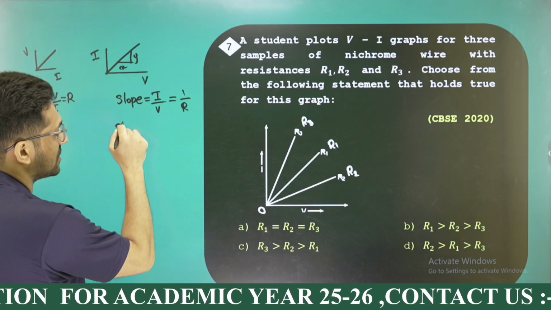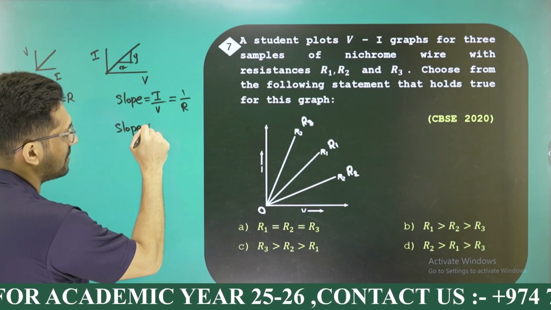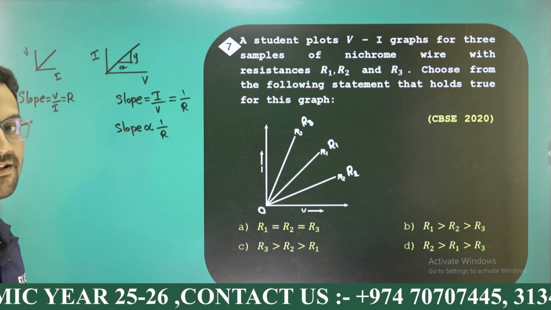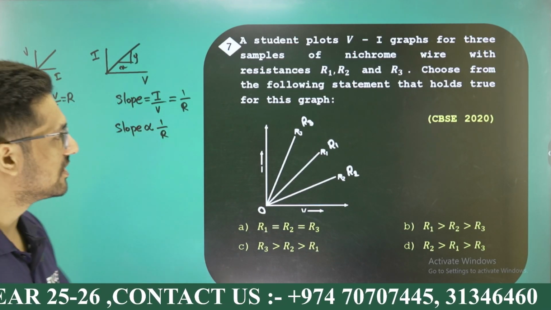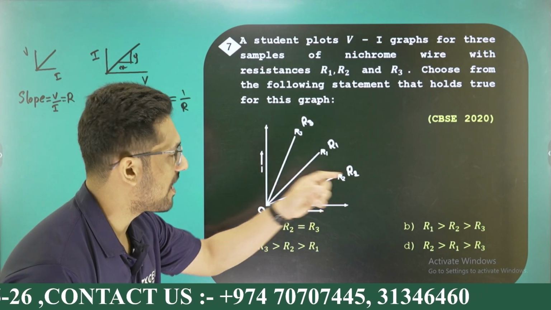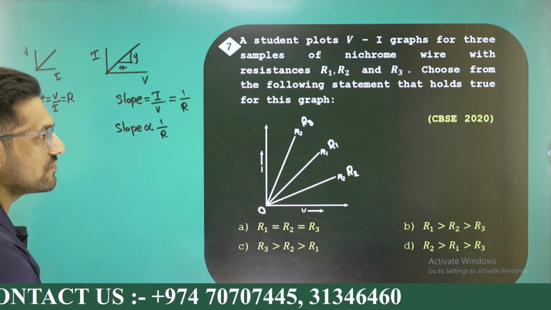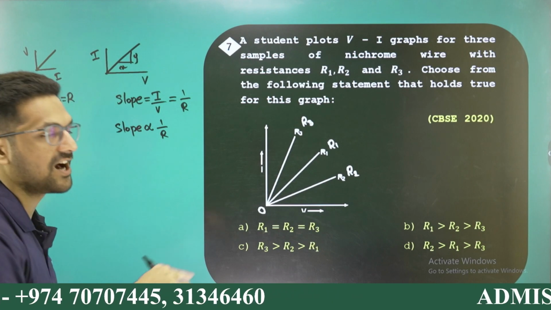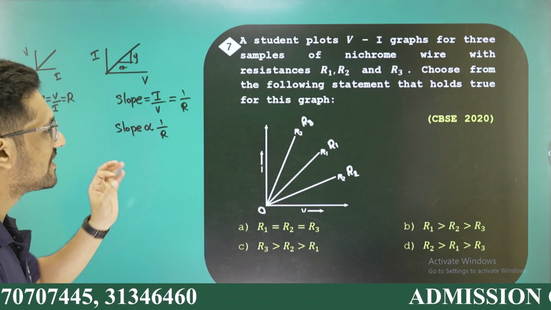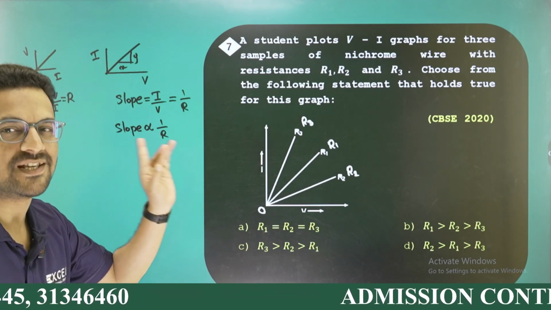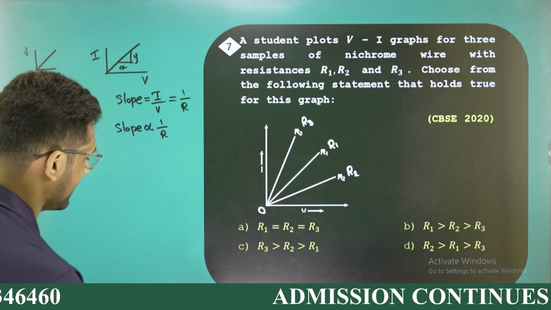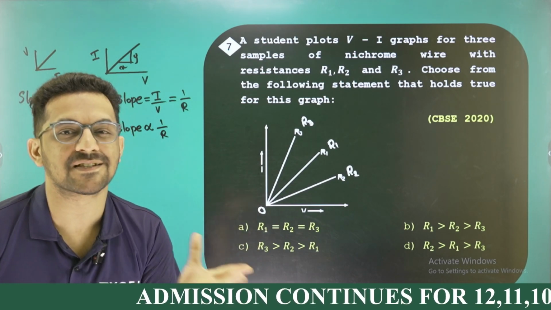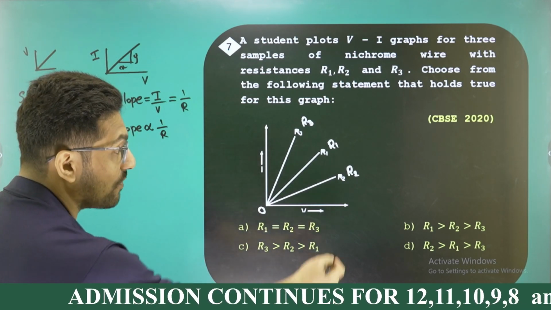I can write it like this: slope and resistance are inversely proportional. Then there is R3, R1 and R2. Which is having the largest slope? R3 is having the largest slope. That means the resistance of R3 will be the least. Right? Which has the greatest resistance, which has the least slope? Who has the least slope?